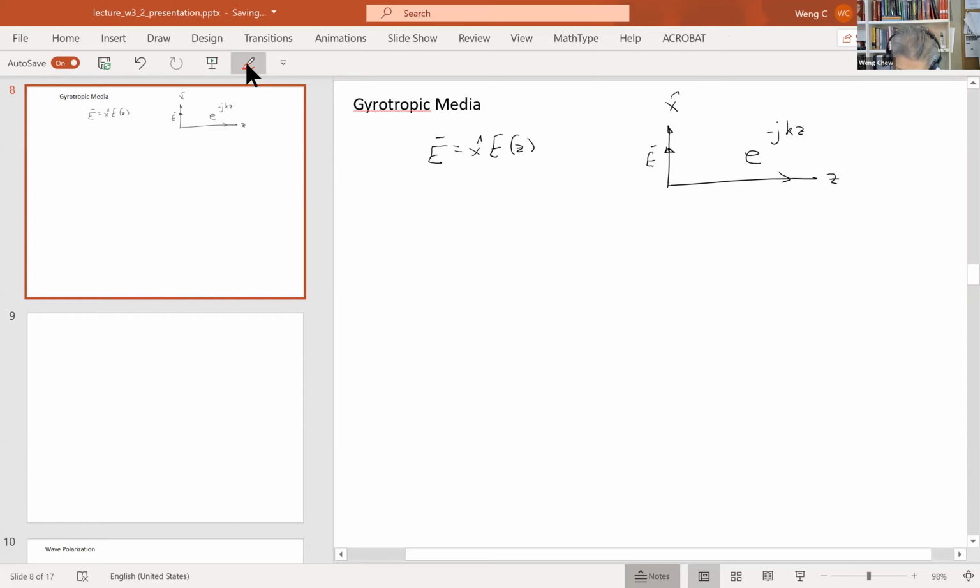In a gyrotropic medium, what happens is that if I were to draw a picture of this, this thing rotates as it propagates in a gyrotropic medium. Okay, this is called the Faraday rotation. So in order to understand that, we have to do some math. You will have the case where D is equal to epsilon E, and we have figured out how to derive this epsilon effectively. But for a gyrotropic medium, this would have to be a tensor, and we would figure out how to derive this tensor.